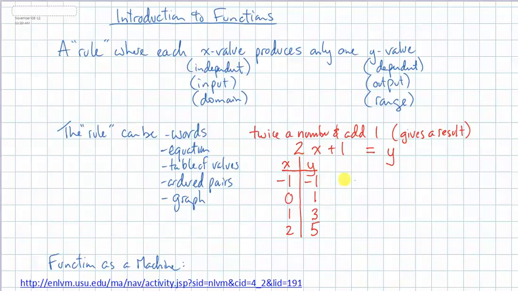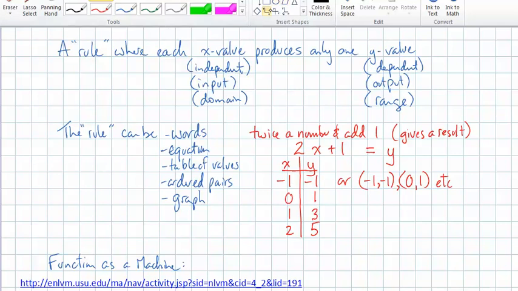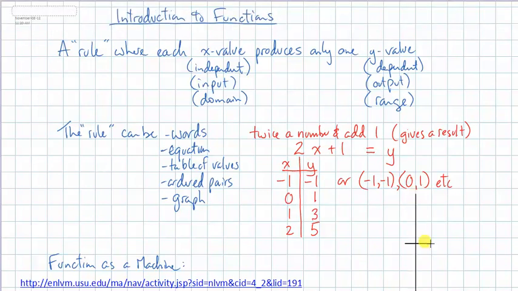Now, I can also describe these as an ordered pair. -1, -1, x first, y second, x first, y second, and so on, is a set of ordered pairs. Pairs, 2 of them, order, x first, y second. I can also make a graph to represent this information visually. And that would look something like this.